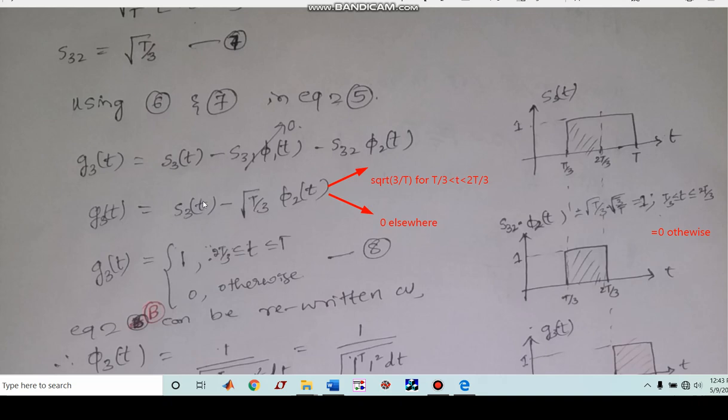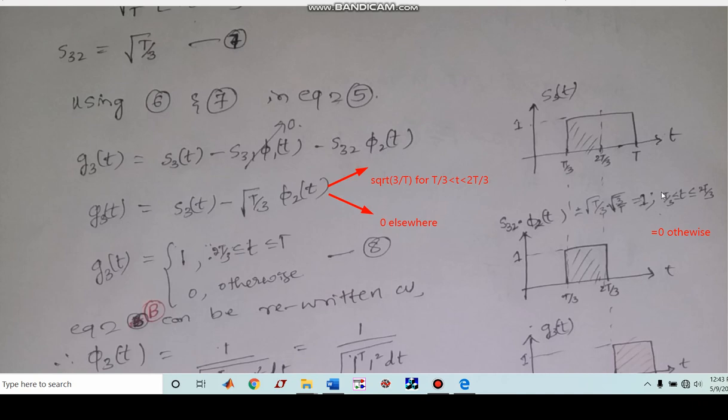For what interval is this 1? For the interval t by 3 to t. But from t by 3 to 2t by 3, it is becoming 1 minus 1, which is 0. But when you consider this as 0, it will become 1. So for 2t by 3 to t, we are going to get 1. You can see this interval over here.